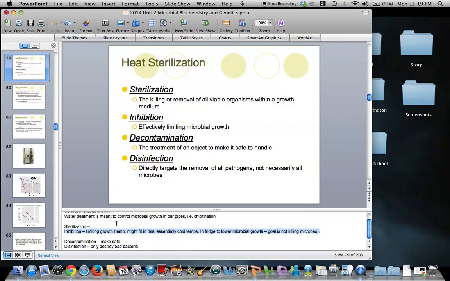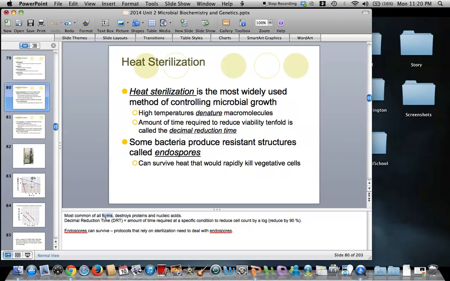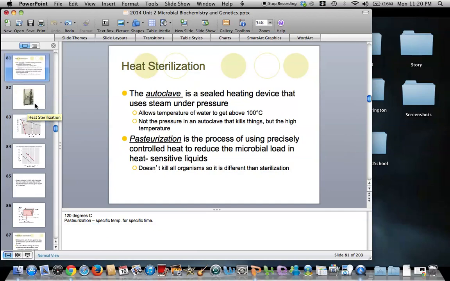Sterilization is talked about as killing. Inhibition limits growth, like when you put food in the fridge. Decontamination makes something safe, like UV lighting a hood, and disinfection only destroys the bad pathogenic bacteria, but not all microbes. The most common of all forms is heat sterilization, and it denatures macromolecules. The amount of time to decrease something tenfold, so to 1/10 of what it was, is the decimal reduction time. But endospores can survive heat sterilization, so that sucks.